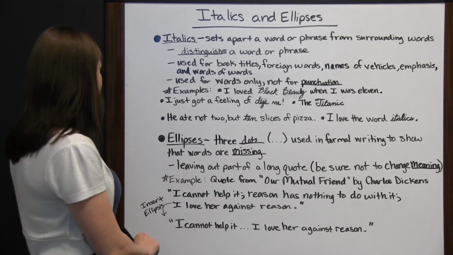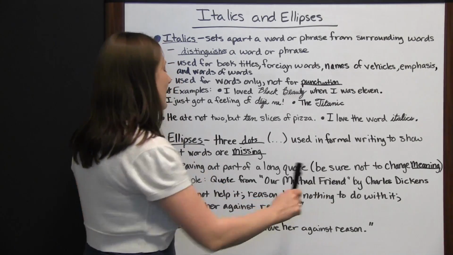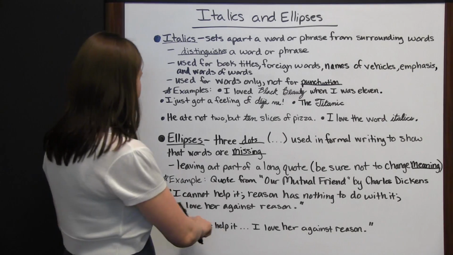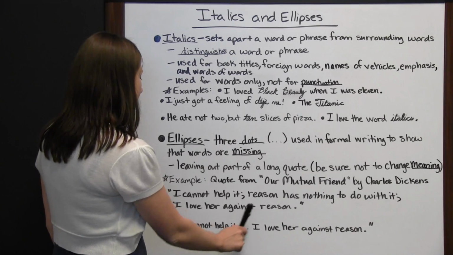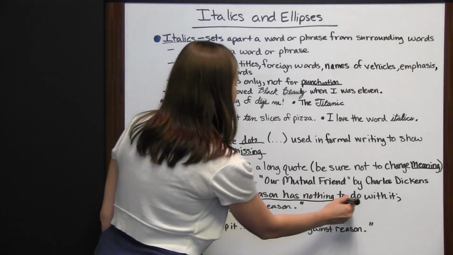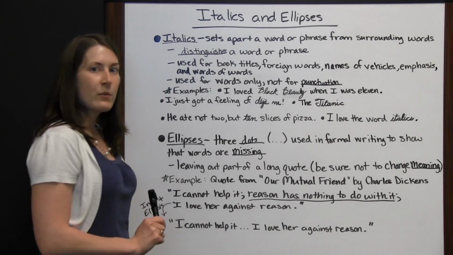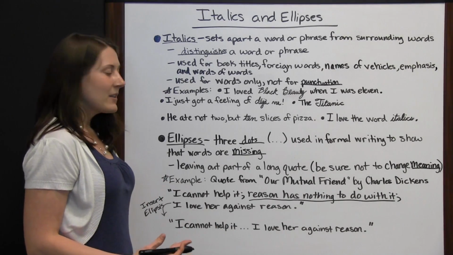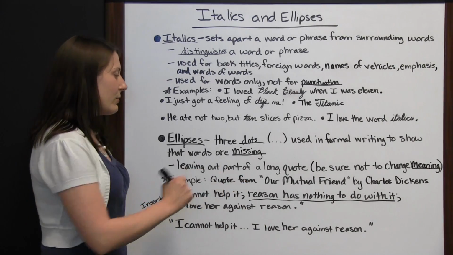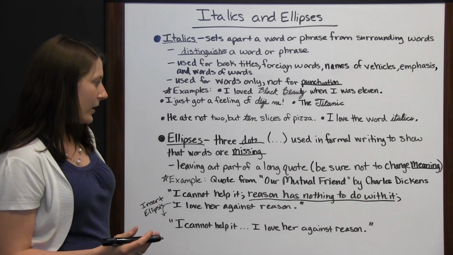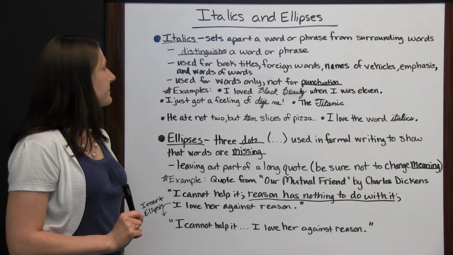So if we insert an ellipsis, you could just say, I cannot help it. I love her against reason. Saying reason has nothing to do with it is kind of repetitive because you're already saying, I love her against reason. I can't help it. So putting the ellipsis here takes the place of this phrase. It lets the reader know that there were more words here in this quote, but you took them out because they didn't affect the meaning. So you still get the gist of what the quote was about without having extra words in there. So you cut out 7 words with just 3 little dots. So it can be very handy when using quotes in a paper.